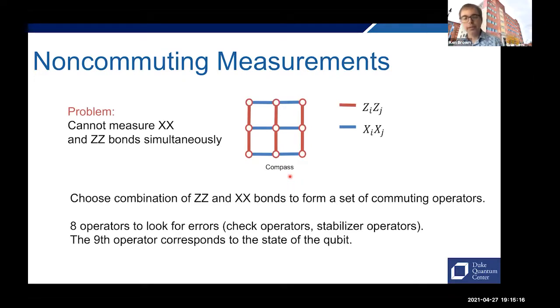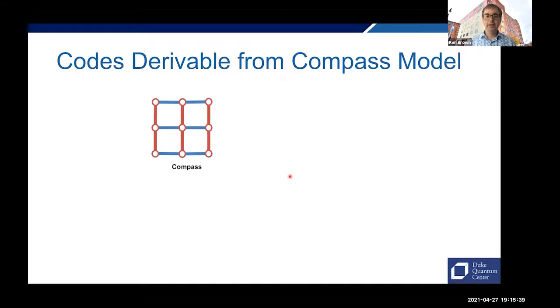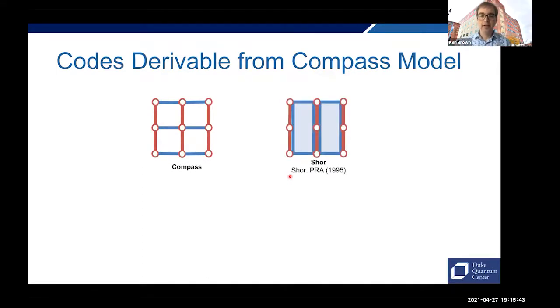All right, so I like this model because we can take pairs of these bond checks. It's definitely more a physics view of the code, right? So we're gonna take pairs of these spin operators, and we're gonna put them together into higher weight spin operators so that they commute with each other. And what I like about it is even though it wasn't derived this way, it leads to the Shor code, which we'll talk about in more detail.